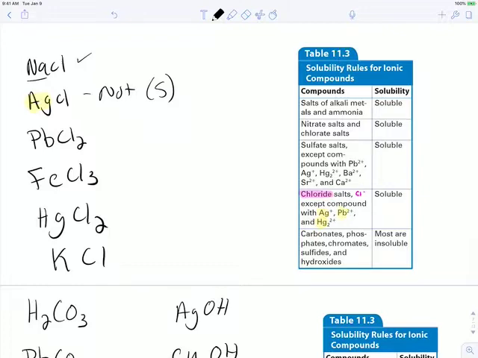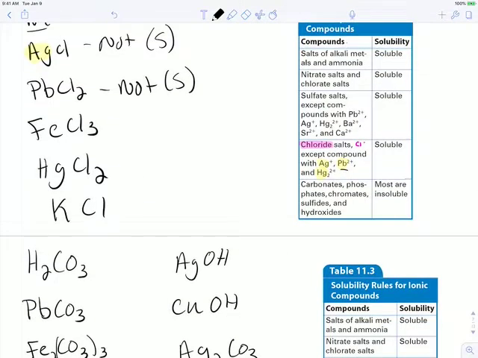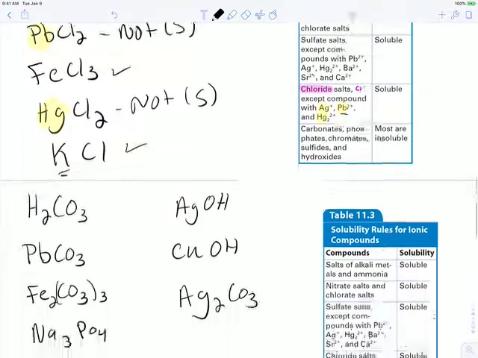Then we have lead chloride. Well, lead was one of our exceptions. Also not soluble. It will form a precipitate, which we indicate as a solid. Iron chloride, that one's good. So let me just mark. Lead was an exception. And then mercury chloride. Again, it's an exception, so not soluble, which means it's going to drop out as a solid. And then potassium chloride, it's soluble for 2 reasons. It's not an exception and it has an alkali metal.